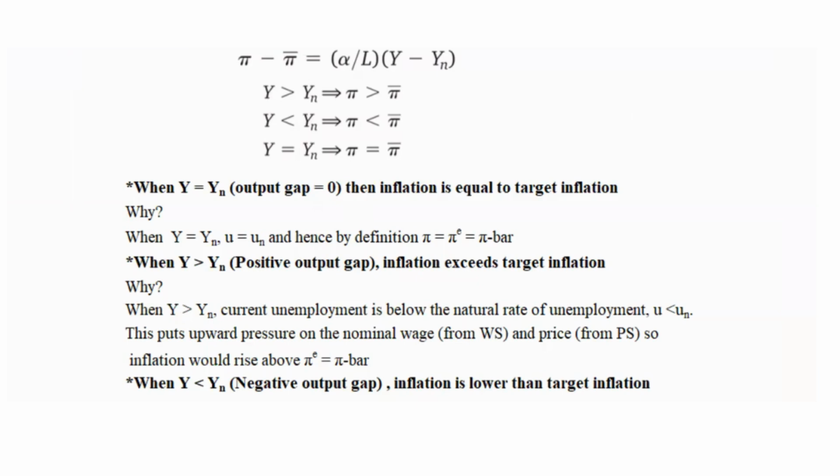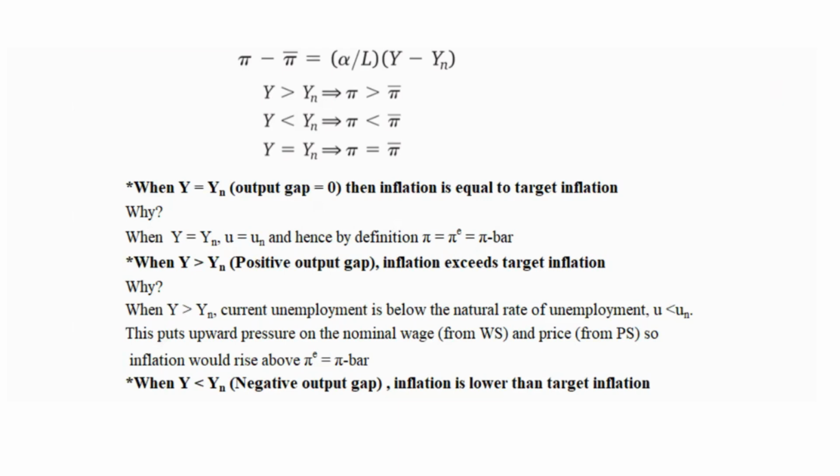And we know the natural rate of unemployment by definition occurs where the price level is equal to the expected price level, or inflation equals the expected inflation. And in this case, expected inflation is equal to the target inflation, because we're assuming inflation expectations are anchored to the central bank's target rate. So when y is yn, we know that means u is un, and u is un means inflation is equal to expected inflation. But in this case, expected inflation is just simply the target inflation.